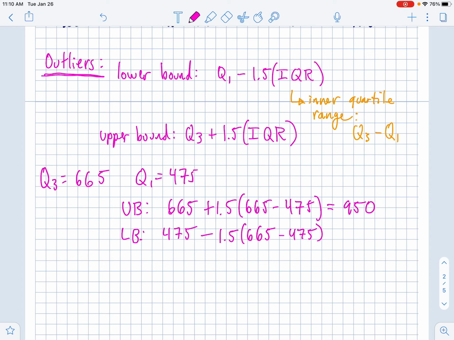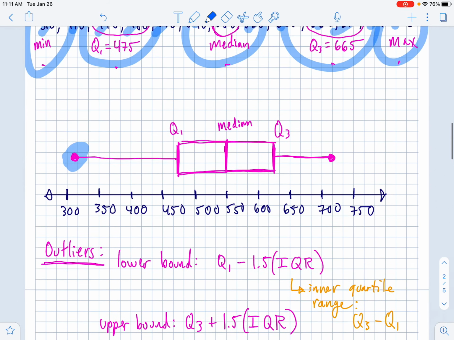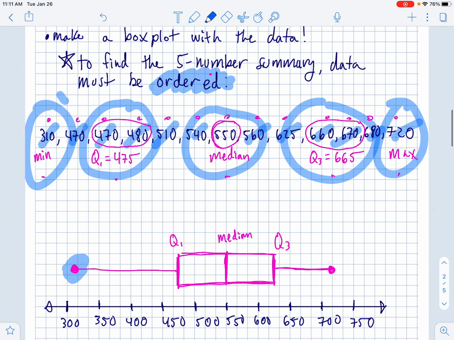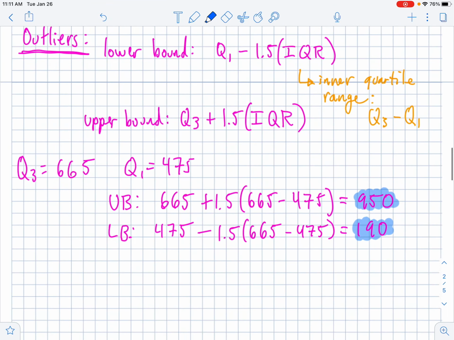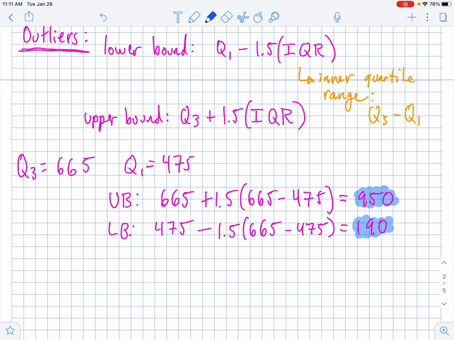So let me compute that on my calculator real quick, which is 190. Because the lower bound is 190, any number below 190 would be an outlier, and any number above 950 would also be an outlier. So if I go back to my data, 310 is not an outlier. Even though it seems pretty far away from some of the data, it's technically not an outlier in this situation.